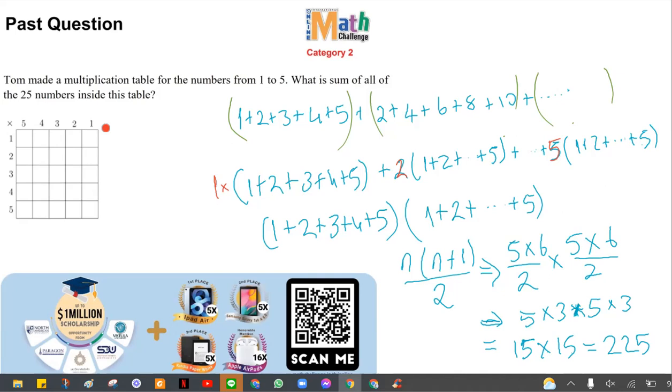So our next question from category 2 is we have a times table from 1 to 5 on the x-axis, 1 to 5 on the y-axis, and there will be products here. And the question asks the sum of all these products. So there are 25 products. We need to add all of them.